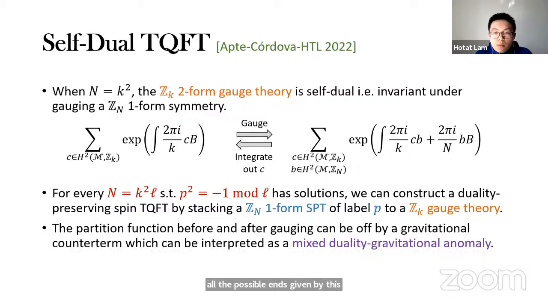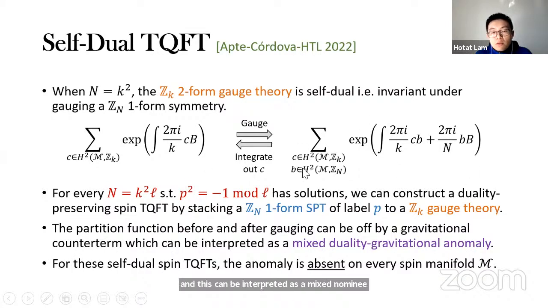Let me also make one comment that I already mentioned before. In general, the partition function before and after gauging can be off by a gravitational counterterm, and this can be interpreted as a mixed anomaly between a duality and gravity. But it turns out that for these self-dual spin TQFTs, this anomaly is always absent on every spin manifold. This is a fact that we learned from explicit constructions. And so this is the second approach that I mentioned about symmetry enforced gaplessness, that is, we construct an explicit example of a TQFT that preserves the symmetry.